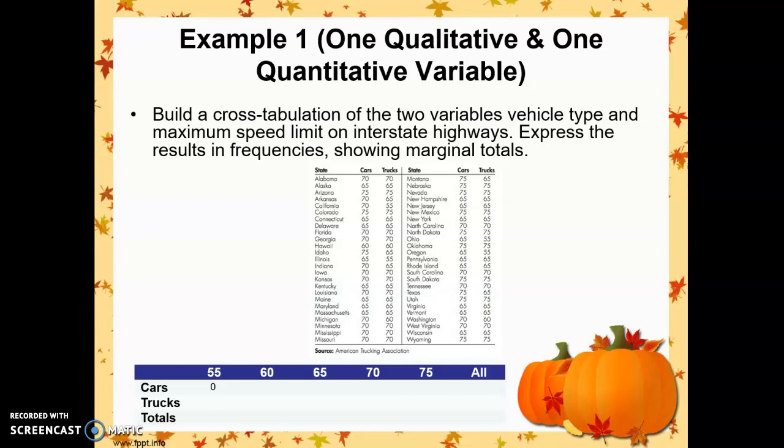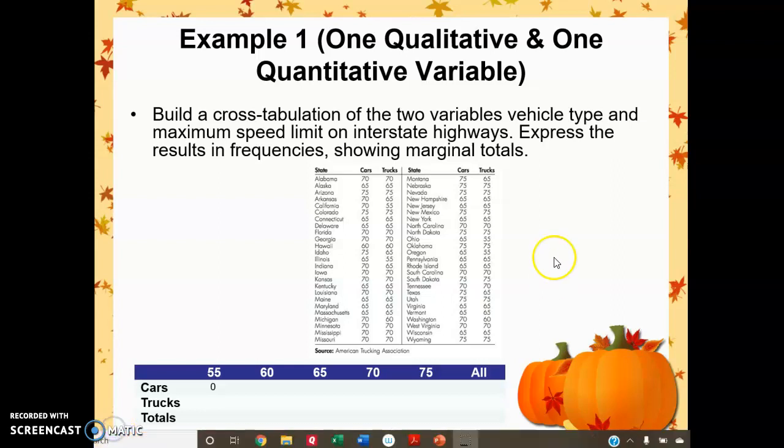And I know there's one other. I feel like I'm missing it. That last one that has a maximum speed limit of 55 for trucks is the state of Ohio. So there are 4 states that have a maximum speed limit of 55 for trucks. So the total number of states that have a maximum speed limit of 55 for cars and trucks is equal to 4, just 0 plus 4.